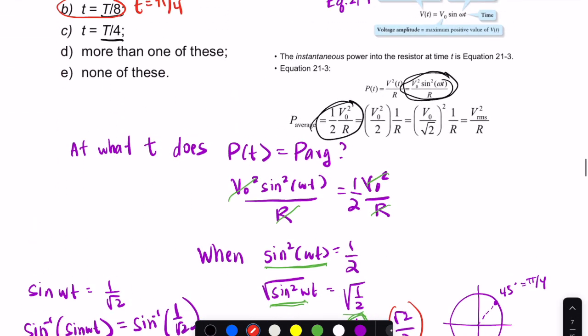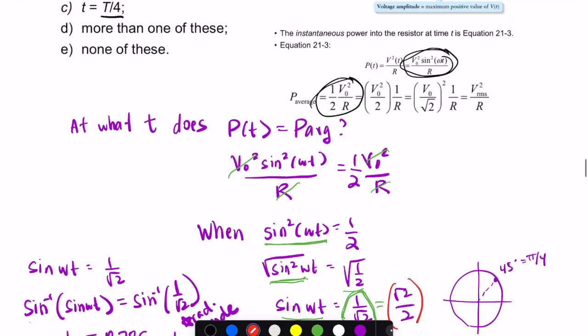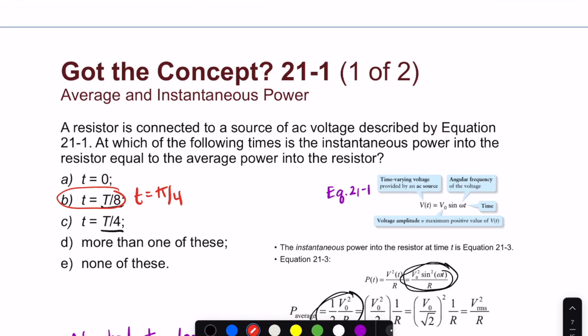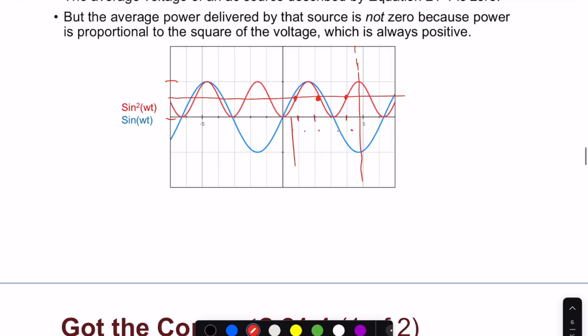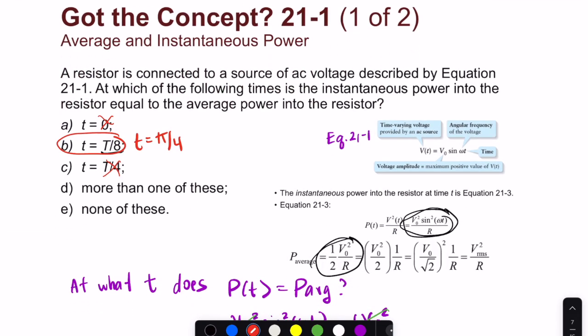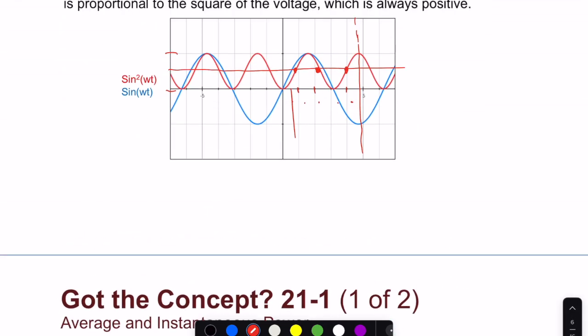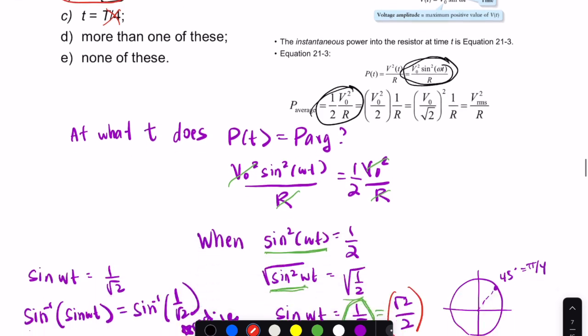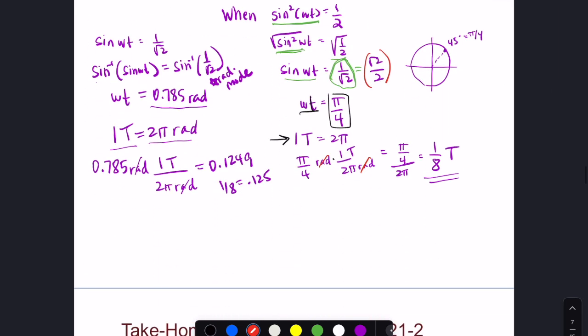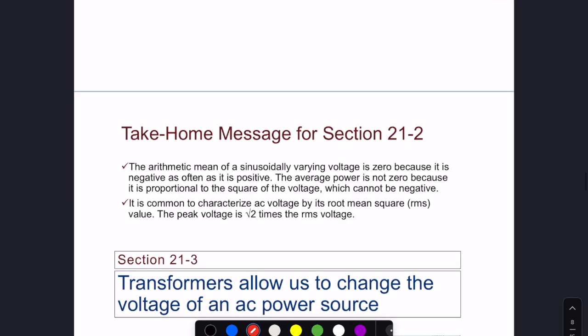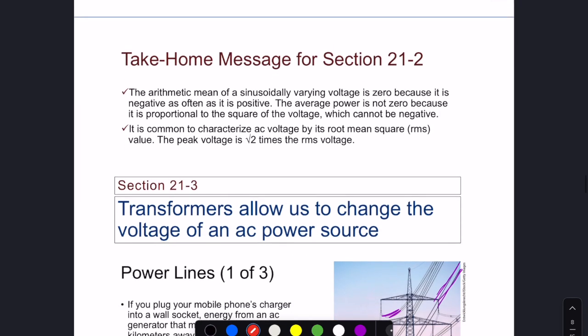So the answer here would be 1/8. Okay. There's also more spots. But it's not this one or this one. But it also happens in other areas, as you can see clearly here, right? But 1/4 was not one of those areas, and 0 was not one of those areas. So it happens at t/8 and some other spots too. Okay. So that was kind of long for a conceptual question.